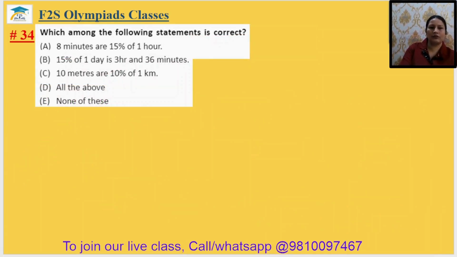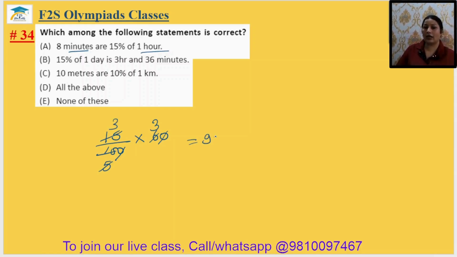Come to question number 34. Which among the following statement is correct? 8 minutes are 15% of 1 hour. Let me find 15%. So 15/100 of 1 hour, 60, because it is asking as the minute only. 2 3s are 6 and 5s are 5, 3s are 3, 3s are 9 minute it is, and it is saying 8 minute. So option A is not correct. We have to find the correct one. ठीक है, option A not correct.